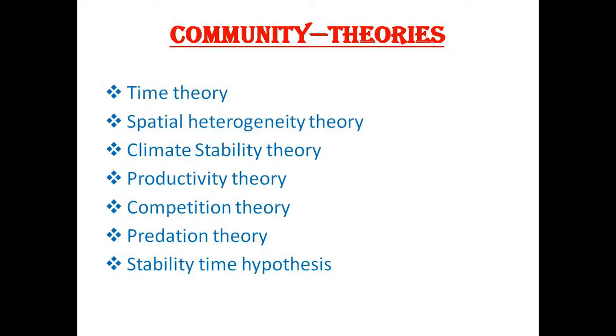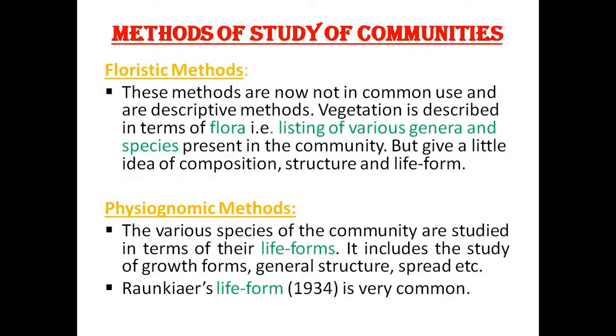So these are different community theories: the time theory, the spatial heterogeneity theory. Third is climate stability theory, productivity theory, competition theory, predation theory, and stability time hypothesis.